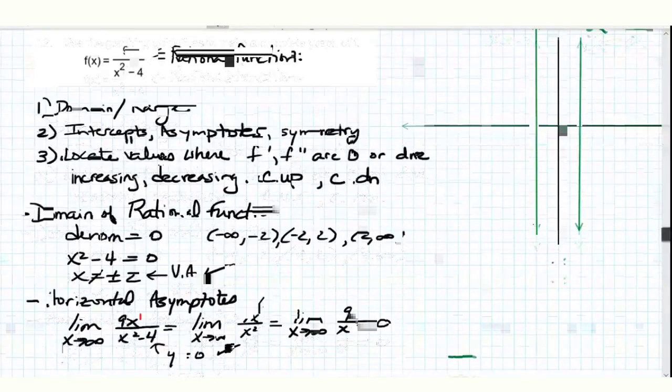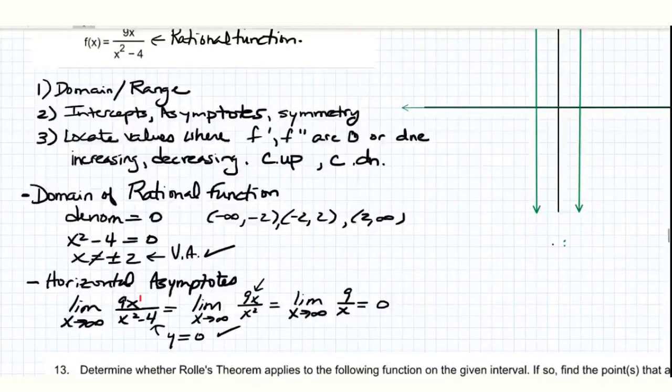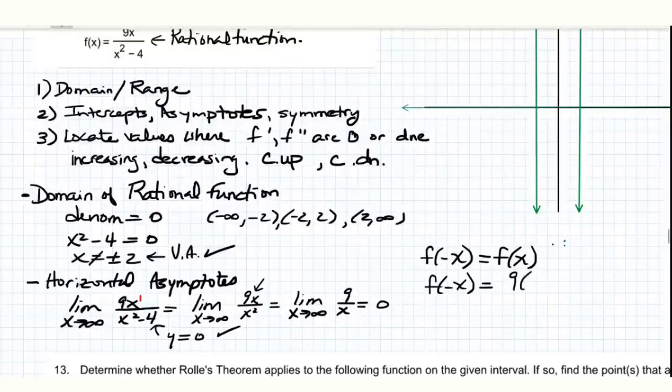Okay, we could check for symmetry. I do notice here that it looks like there might be some y-axis symmetry because you can tell how the vertical asymptotes are symmetric. To see if you have y-axis symmetry, we need to check if f of negative x is actually equal to f of x. That's what's called an even function. And so f of negative x, if we plug that in, we would get 9 times negative x over negative x squared minus 4.